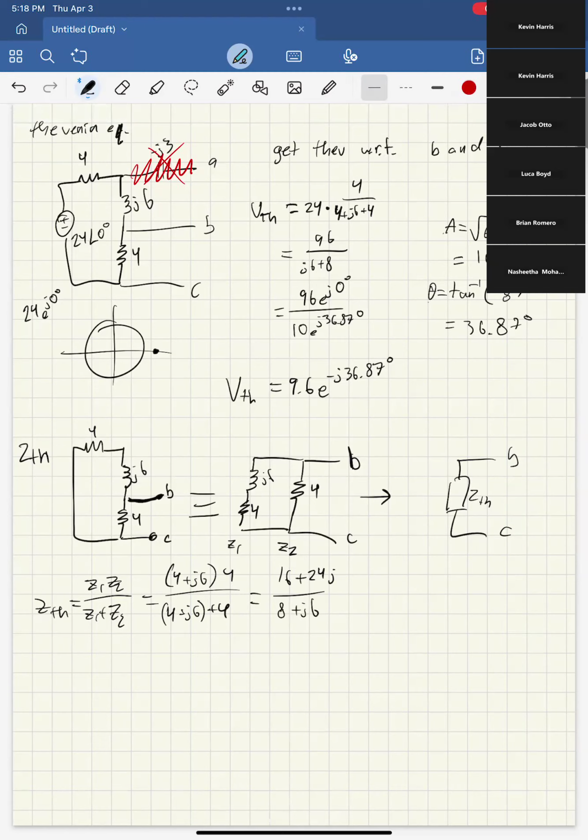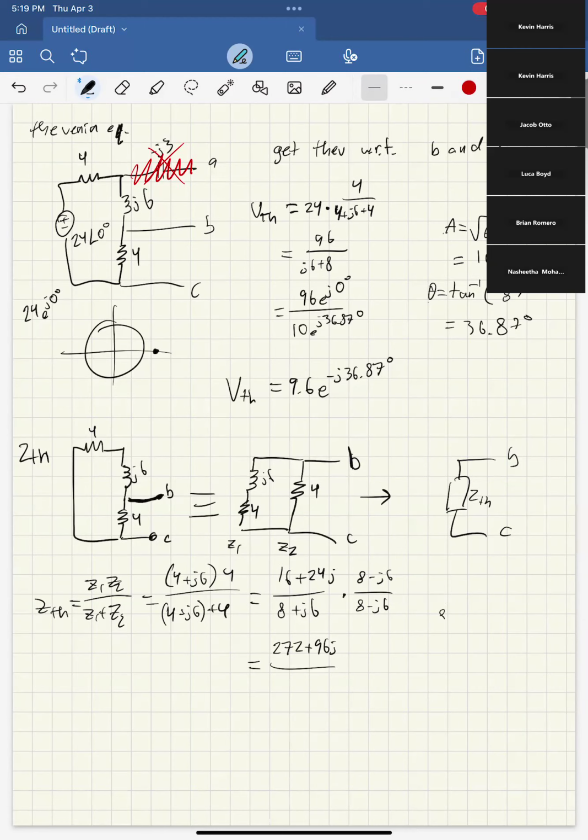Now this time we're going to leave it in A plus JB form because generally you leave impedances in A plus JB form. So we multiply by the conjugate, which is 8 minus J6 over 8 minus J6. I'm going to plug this into my calculator because I'm incredibly lazy. It's 16 plus 24J times 8 minus 6J. Oh, my calculator is in the wrong mode. Let me switch that to A plus BI mode. Okay, we have 272 plus 96J.